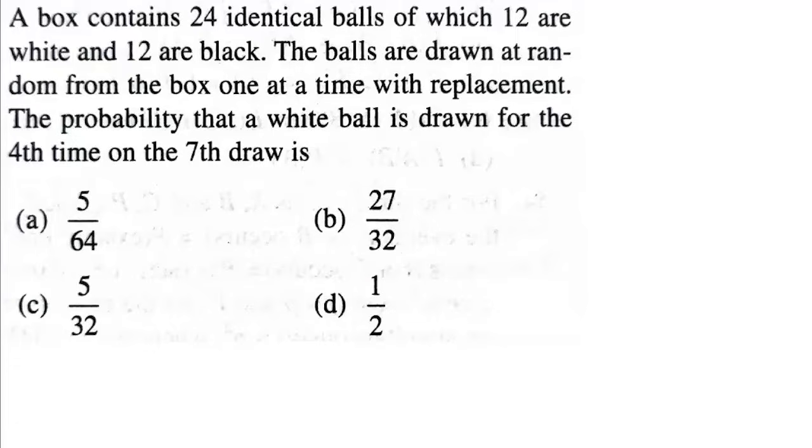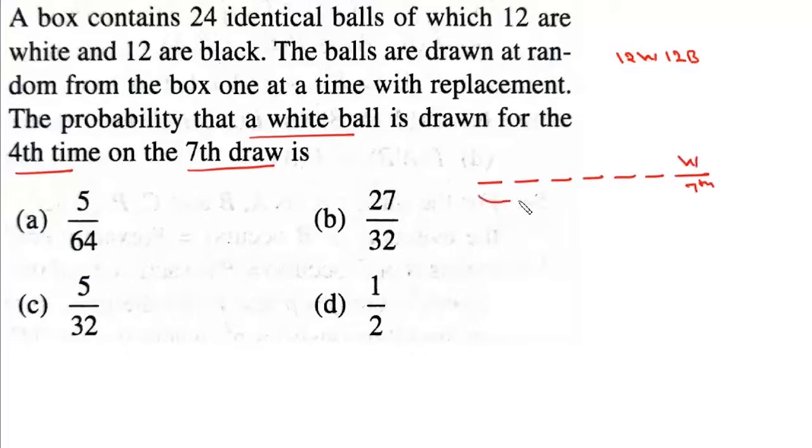Now here the question is, a box contains 12 identical balls, of which 12 are white and 12 are black. The balls are drawn at random from the box one at a time with replacement. The probability that a white ball is drawn for the 4th time on the 7th draw is. Now we have 6 draws, and this 7th draw must be a white ball. In the first 6, it has to be 3 white and 3 black. Now which 3 white? It'll be 6C3.